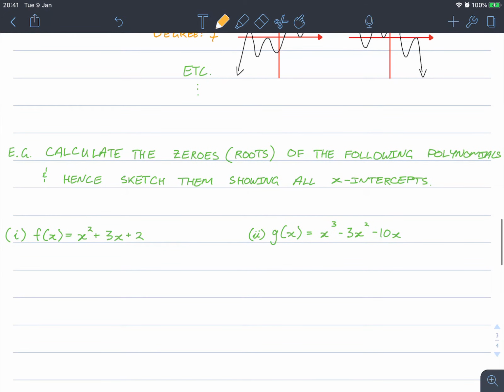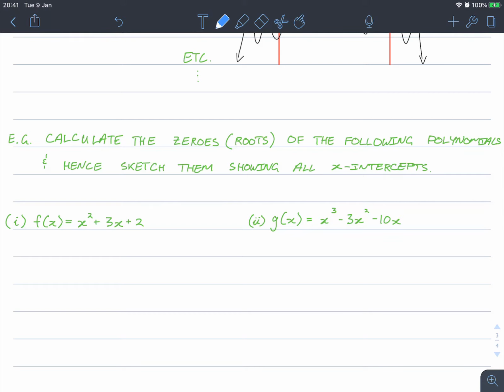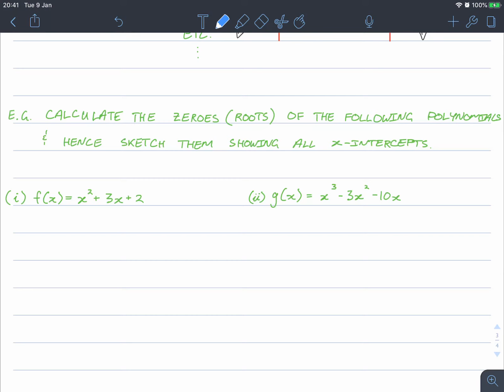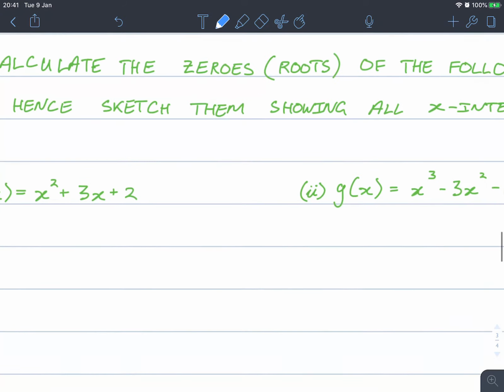So let's do a few examples here. Let's calculate the zeros or the roots of the function and hence sketch them showing all x-intercepts.